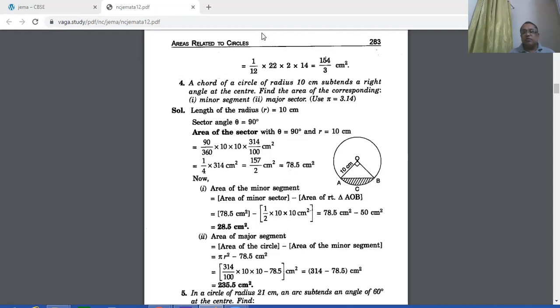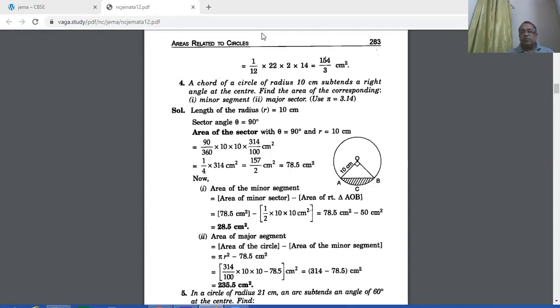Pi is 3.14, radius is 10, and what is the theta? Theta is not going to be 90 because that is for the minor part. For the major part, it will be 360 minus 90. So 360 minus 90, that is 270. So here we are going to use 270, not 90. Okay, this is 270 upon 360. So 0 I can cancel, 9 goes 3 times and 9 goes 4 times.